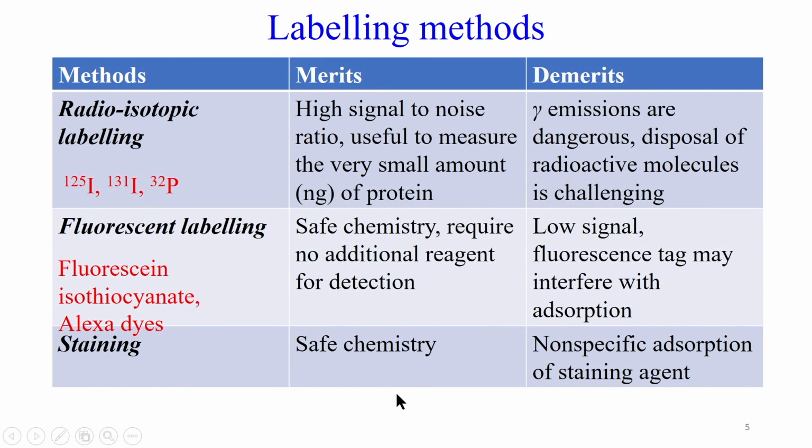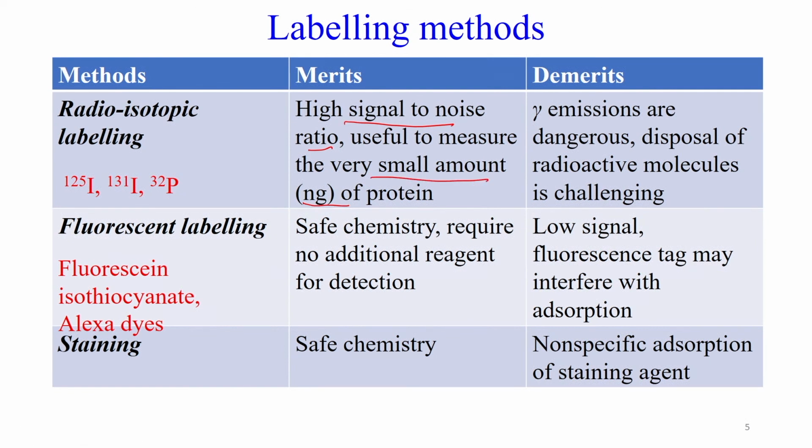So, in the labeling method we can go for radioisotope labeling, then fluorescent labeling, and we can also go for staining or dye. If you are going with radioisotope labeling, it has a very high signal-to-noise ratio, and you can analyze up to the nanogram of the protein, a very small amount of protein.